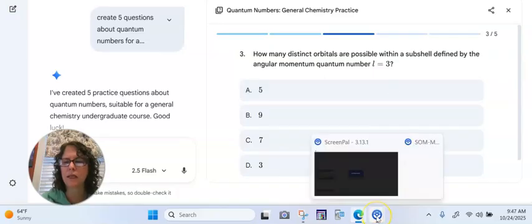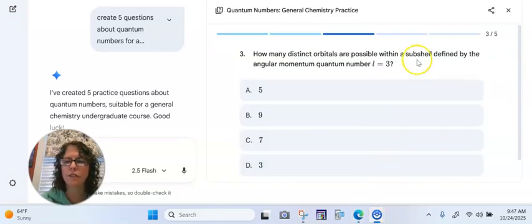Okay, what is this thing blinking at me for? I have no idea. Okay, we're just going to keep moving.